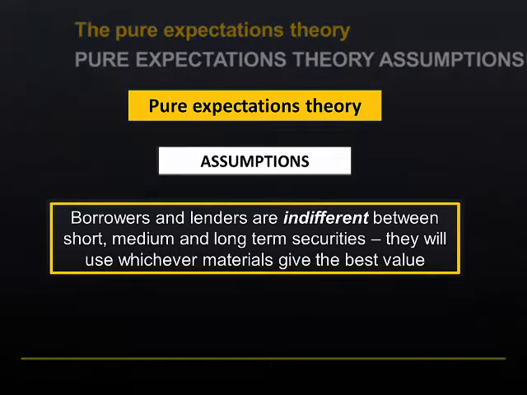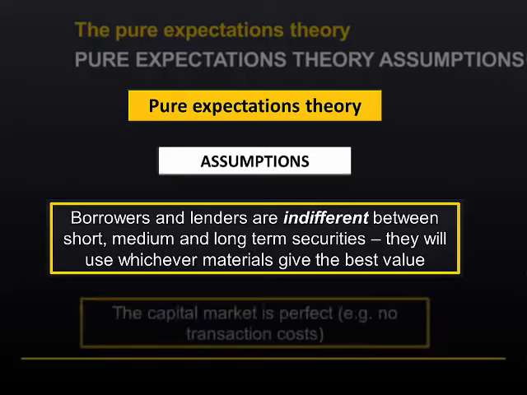The principal assumption is that borrowers and lenders are indifferent between securities with different maturities. They don't have a preference. They will switch between short, medium and long-term securities as needed to get the best value, which means low interest rates for borrowers and high interest rates for lenders.